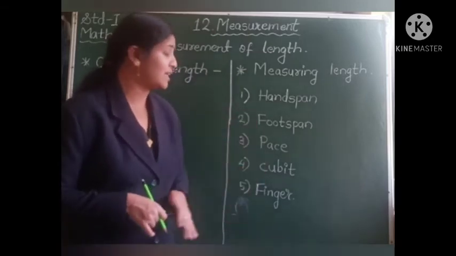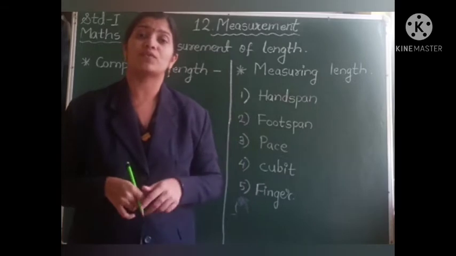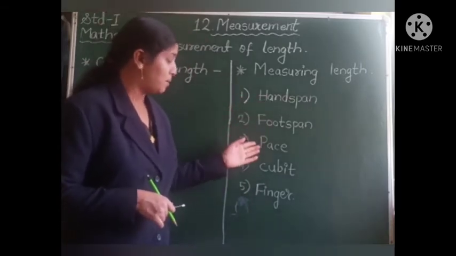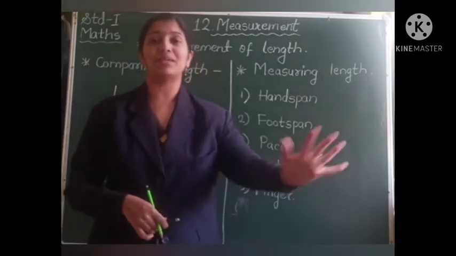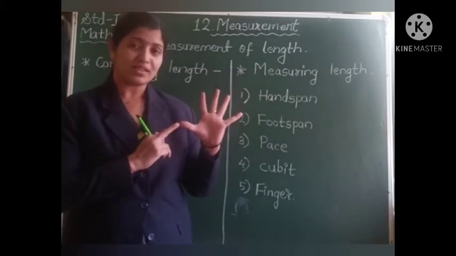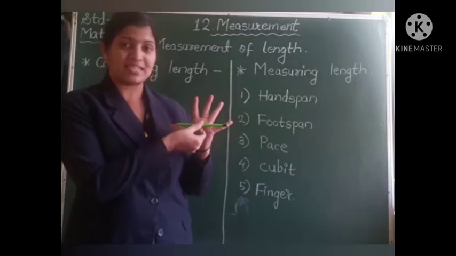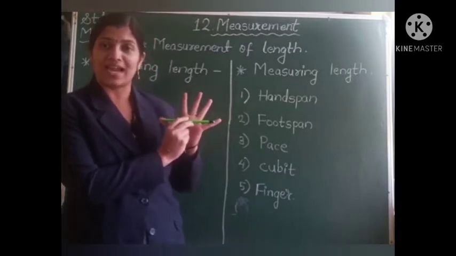In the olden days, the ways which were used for measuring the length of some object were hand span, foot span, pace, cubit and finger. Hand span means the distance between my thumb and this little finger. This entire distance, here you can see, is called the hand span.